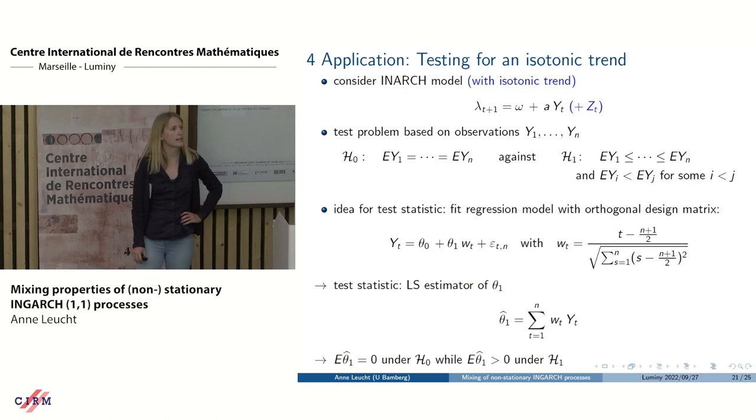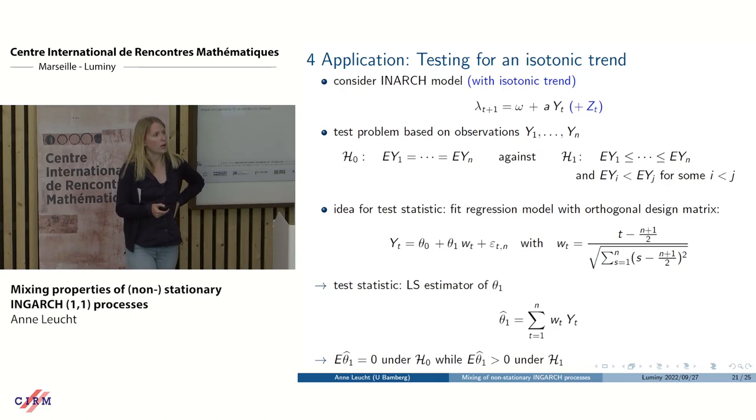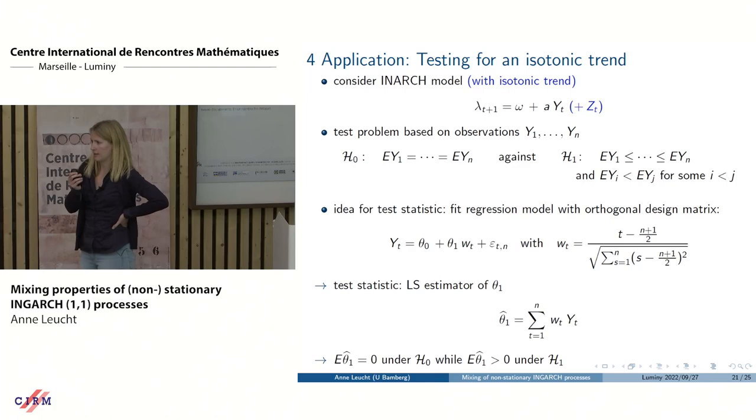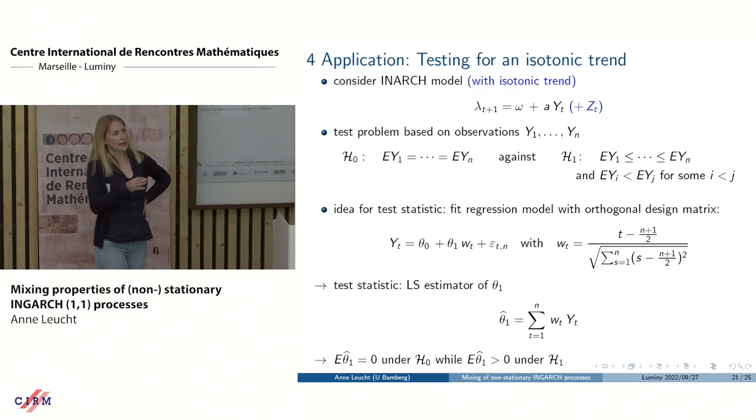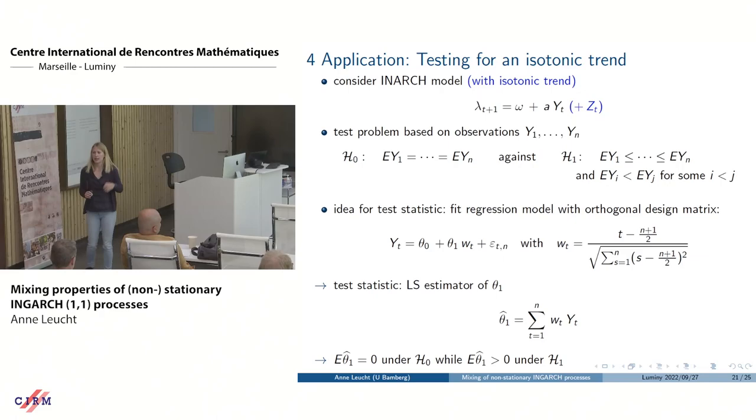And the idea for the test statistic is somehow to do some orthogonal regression, writing Y t, as you can see it here, in such a linearized way, where obviously the epsilons are then non-stationary, but which allows us to estimate this parameter theta hat, theta 1, which indicates whether there's a trend or not, in a very easy way, as I see it down here, just using this weight multiplied by Y, doing ordinary least squares regression. And I mean, also, if the trend is not linear itself, then still the projection should have some positive value. So under the null, the expectation of this quantity you see down here, so the estimator theta hat 1, should be 0, while under the alternative, it should be positive if we have an increasing trend.